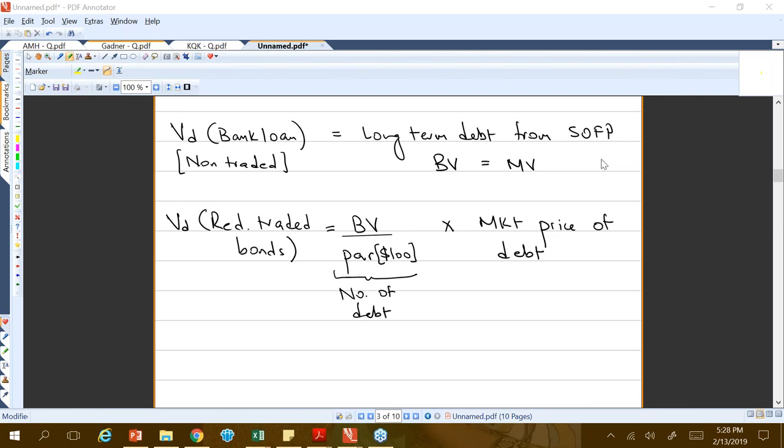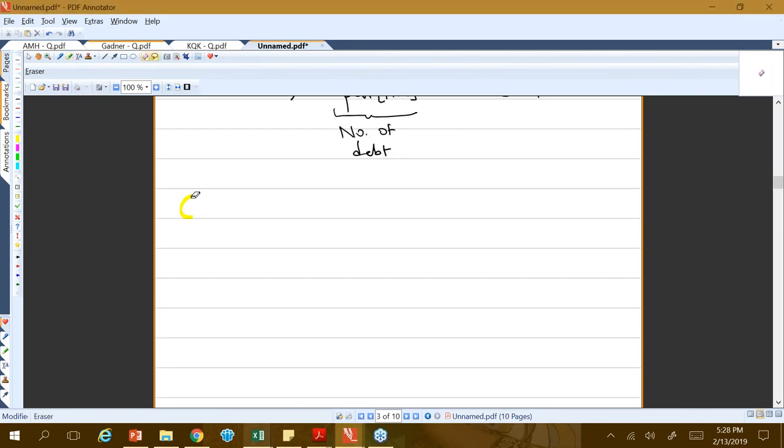Okay, the next question here is asking, what is SOFP? Well, SOFP is the statement of financial position, or the balance sheet. Okay, so let's move on at this point into the costs, because we need to finish this topic and then go into a question.